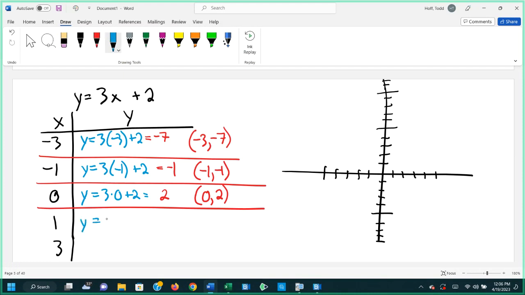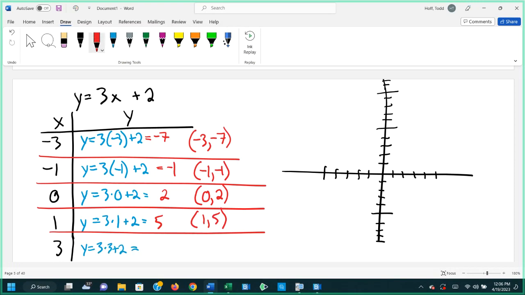If x is 1, y would be 3 times 1 plus 2. 3 times 1 is 3, plus 2 is 5. So when x is 1, y is 5. And finally, when x is 3, y equals 3 times 3 plus 2. 3 times 3 is 9, plus 2 is 11. That gives us the ordered pair that when x is 3, y is 11.